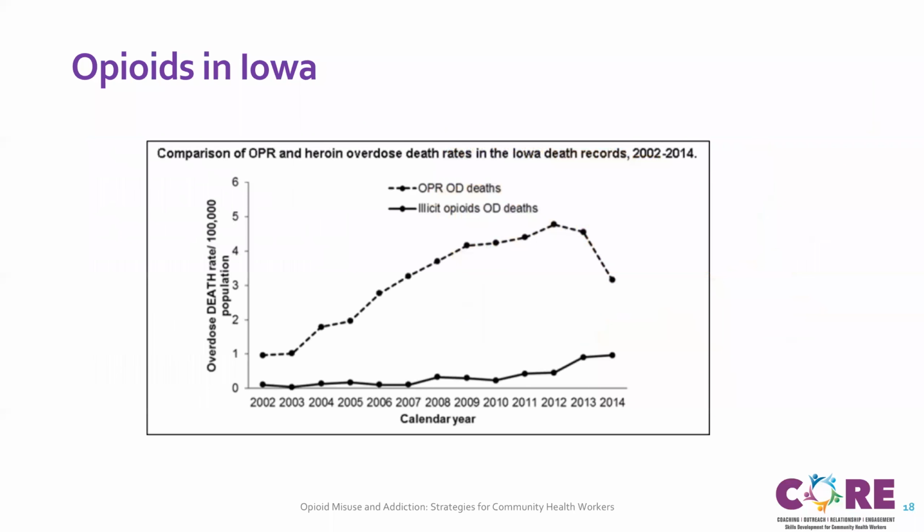OPR stands for opioid pain relievers. So we see these opioid pain reliever deaths climbing and climbing, and then dipping down a little bit, which is encouraging, potentially because of a prescription drug monitoring program. So they're starting to have a little more oversight on how many opioids are being prescribed to people. But then at the bottom line there are those illicit opioid deaths, like heroin or fentanyl, and those are starting to climb. We can see that they're still low, maybe something like 50 a year or so, but climbing really quickly, doubling over a couple of years' time. So that is definitely something to keep an eye on in Iowa.